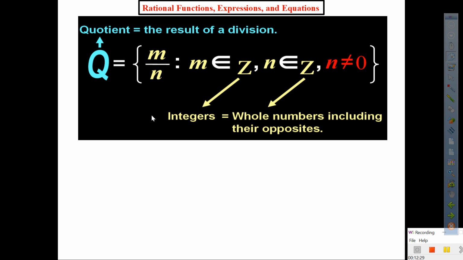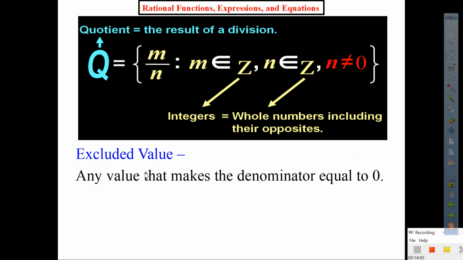So, today we're going to be doing two things. The first one, I'm going to give you fractions with polynomials, and we need to find out a value that we cannot use on the denominator because it's going to make it 0. That's what we call the excluded value. We're going to be finding the excluded value. The second thing we're going to do, we're going to simplify the rational expression. So, let's get started, yeah?